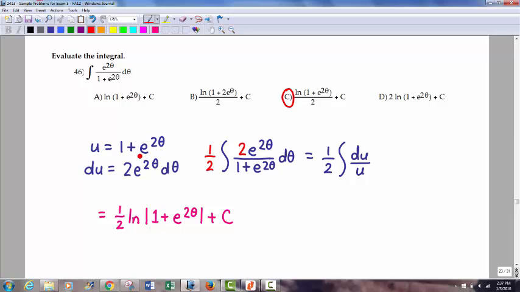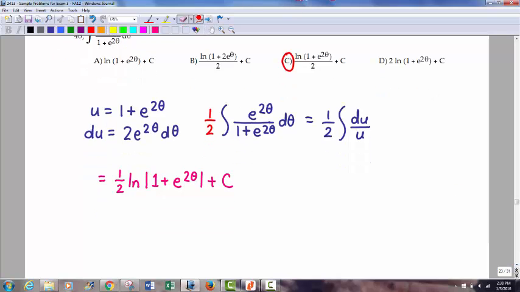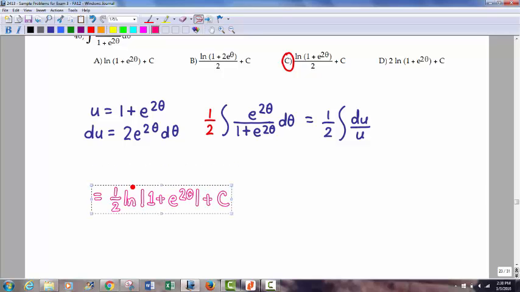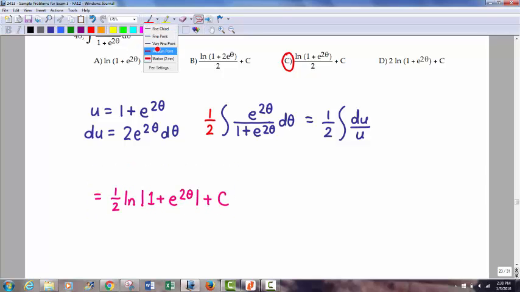So if you let u be 1 plus e to the 2 theta, the derivative of that would be e to the 2 theta times the derivative of 2 theta, which would be 2. So it will be 2e to the 2 theta, and this is the way I used to solve these problems. I'm going to get rid of this 2, because the 1/2 comes from dividing both sides here by 2.